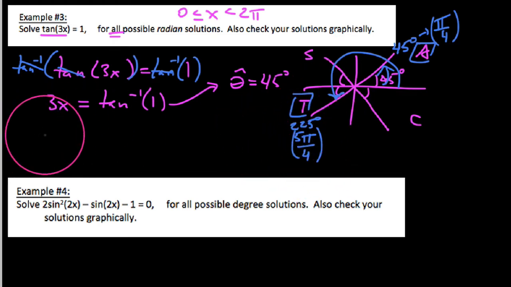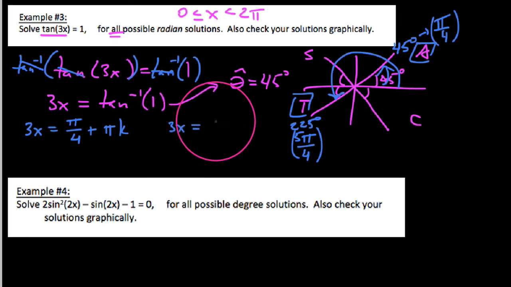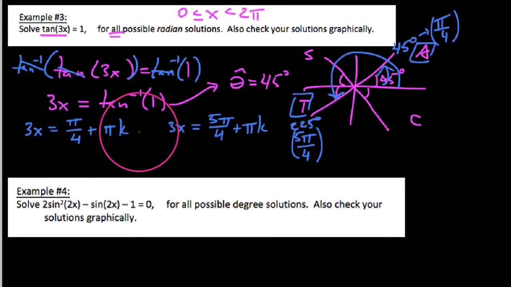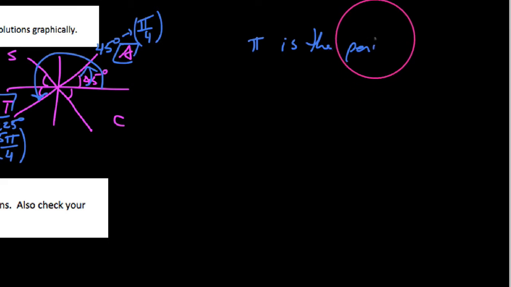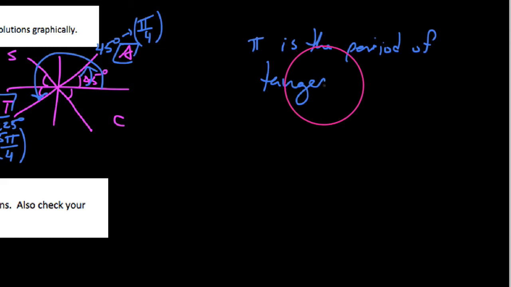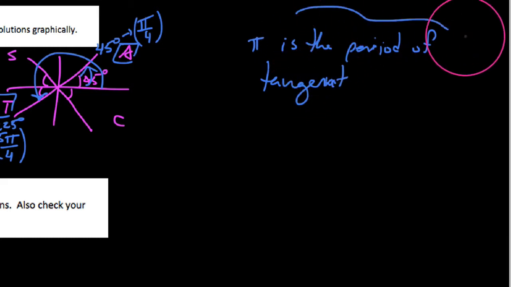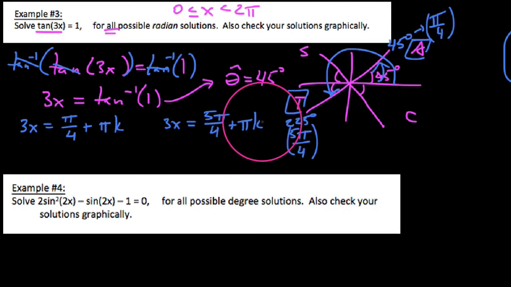So since we're doing everything in radians now, what we get is this. We get 3x equals pi fourths plus, and what we're going to write here is plus pi k. And we get 3x equals 5 pi fourths plus pi k. So the reason why we added pi is because pi is the period of tangent. Okay, and I want to make sure we write a note here on this one. Pi is the period of tangent. So what this means is we're going to add on any multiple of its period because we know it's just going to repeat itself again.